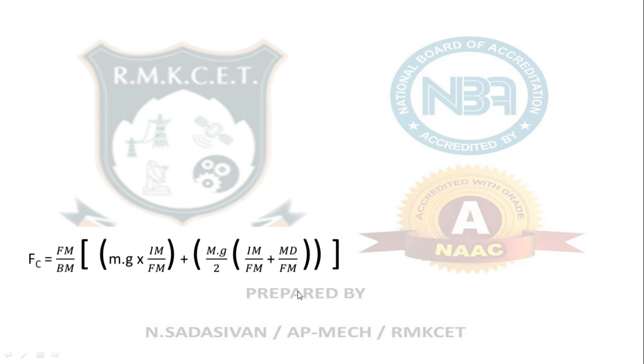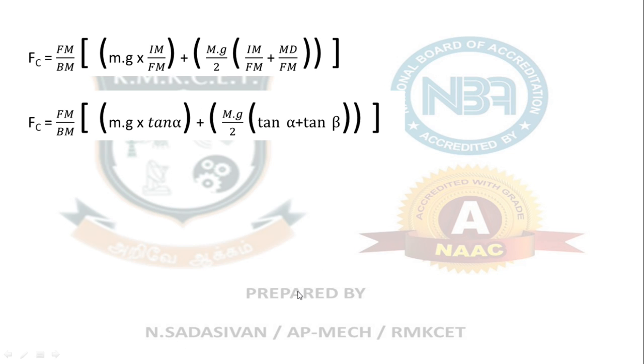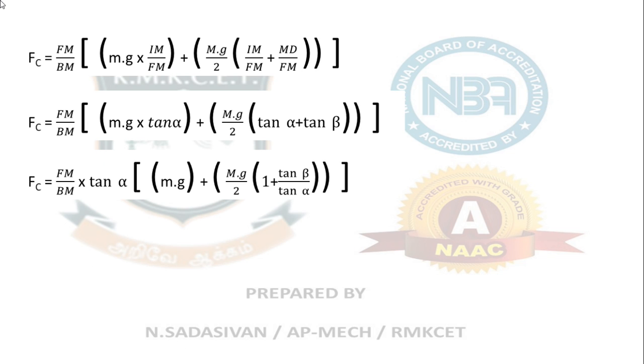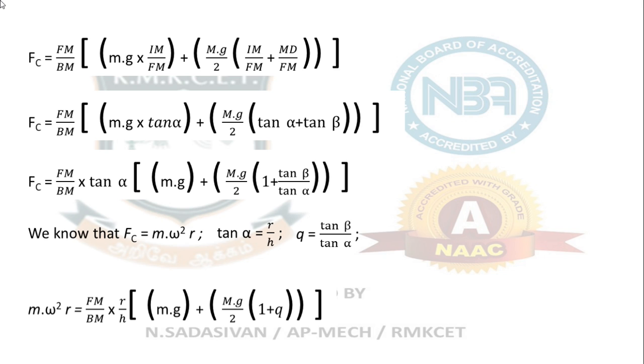So I'll just wind up. Give me a few minutes. So instead of tan alpha, I'm writing r by h. So if I go back to that diagram, I can see that it is the radius divided by height of the governor. And in place of tan beta by tan alpha, put q. So the formula will get simplified.